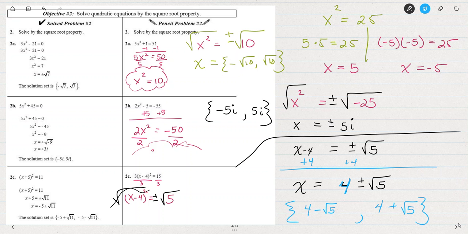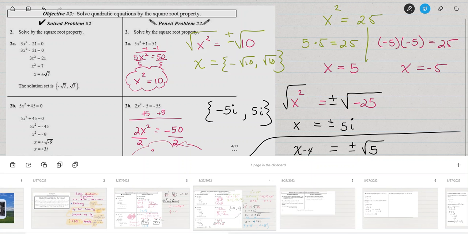Well, I hope that this video has helped you get a better understanding of the factoring method of solving a quadratic and the square root property to solve a quadratic. I'm going to stop this video here and say if you have any questions, then I hope that you'll reach out to me and let me know.